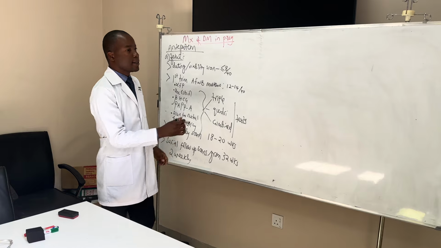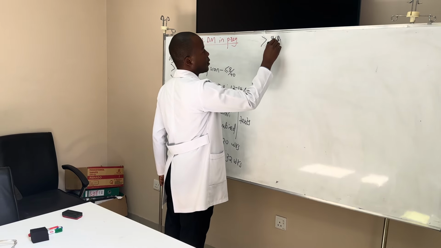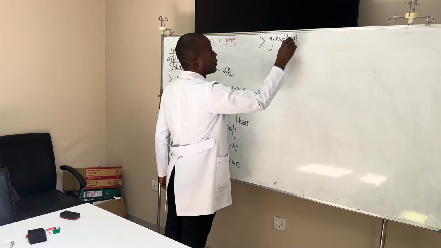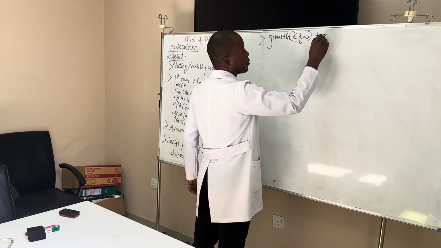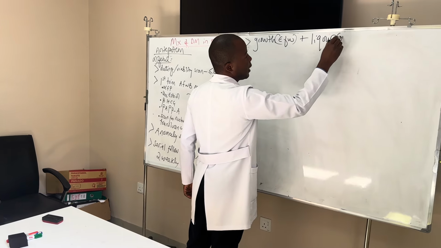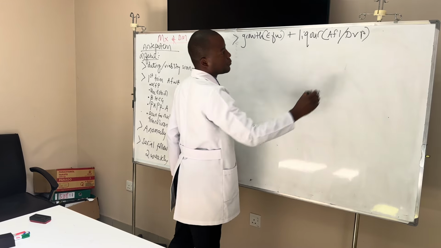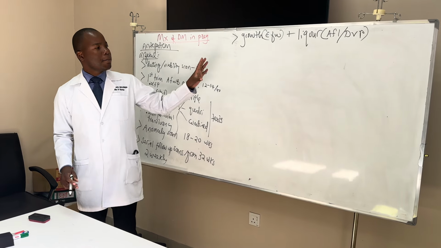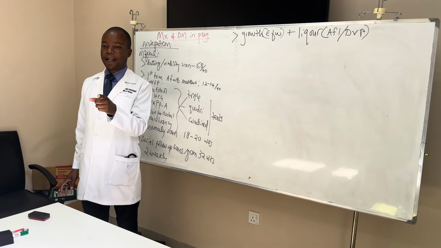What are you interested in? Why are you doing these scans? One of the things you are looking for is growth. So you are looking for expected fetal weight plus LIQA, meaning either amniotic fluid index or deepest vertical pool. Because you know that there is risk of macrosomia, just like there is risk for IUGR.